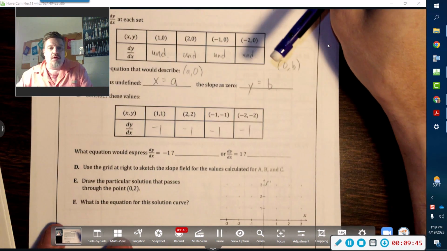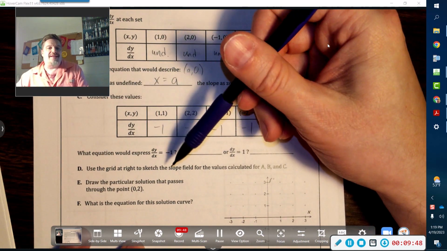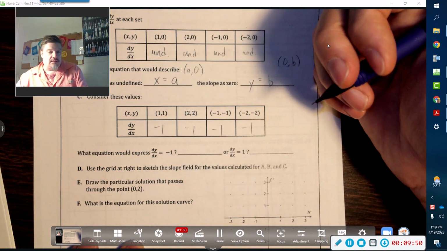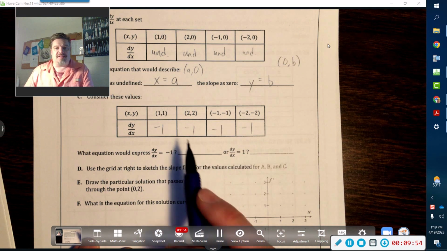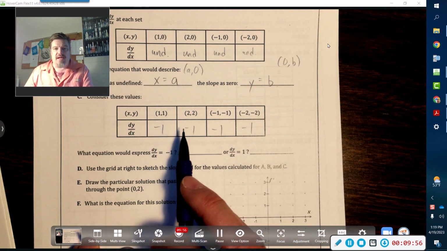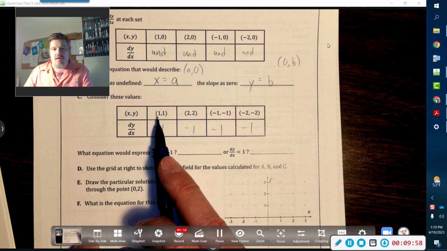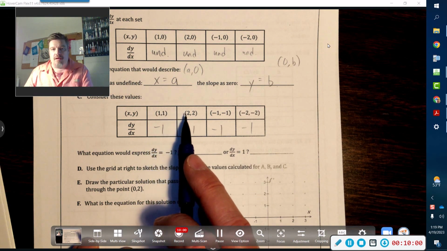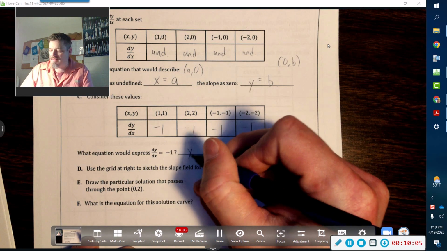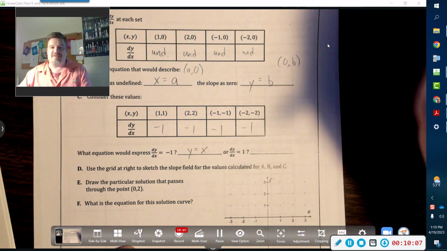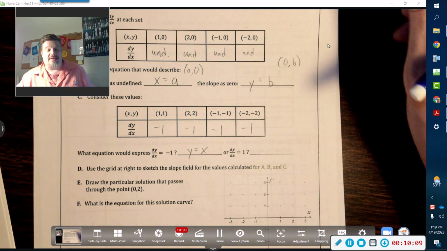So, write an equation that would express dy/dx equaling negative 1. You can see that it equals negative 1 whenever the x and the y coordinate are the same. When they are the same, you're going to get a slope of -1. Okay, that's all that it's asking.